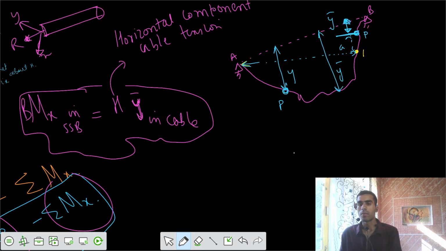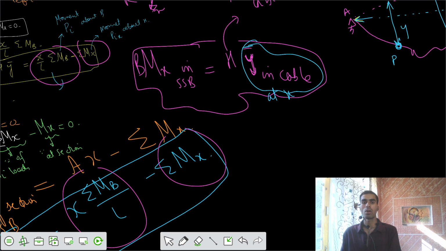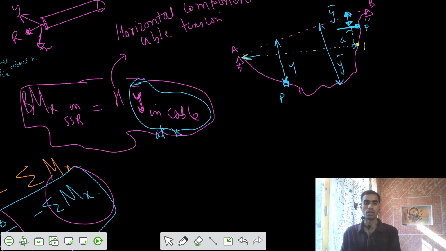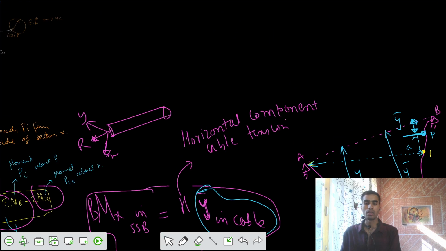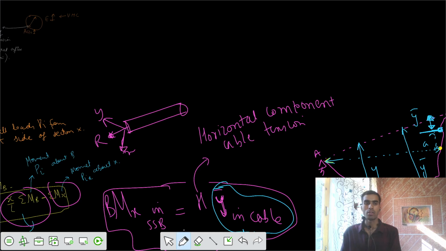So it depends on the value of that y bar. So this is your y bar in the cable at any section x. So you know that y bar, what is y bar? So this is the general cable theorem. The statement from this equation we can write for the general cable theorem.